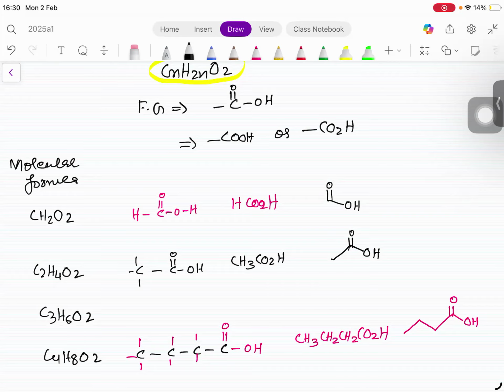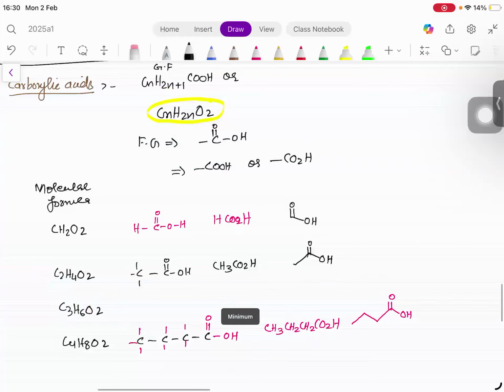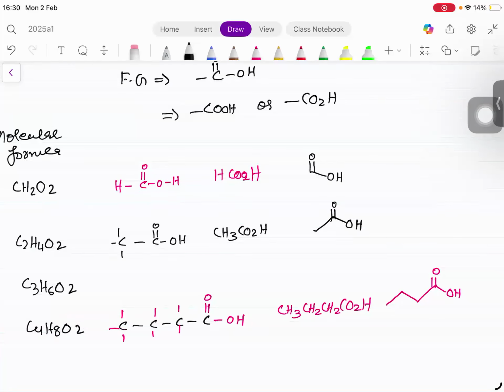Done? Can you draw the branched one for this, please? The fourth one. Please draw the branch structure for the fourth one in all three forms. Displayed, structural, and skeletal.